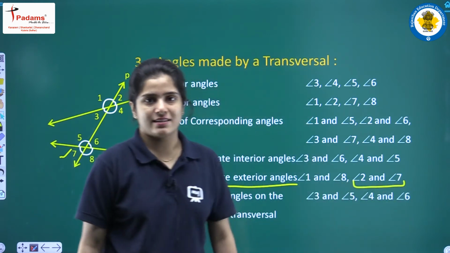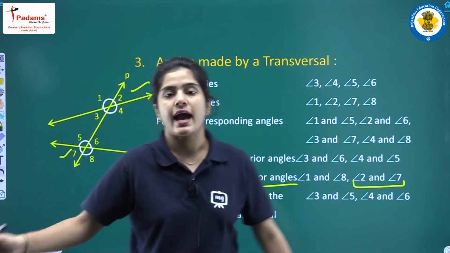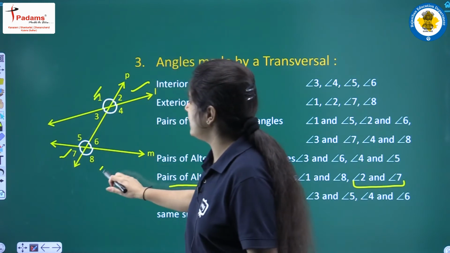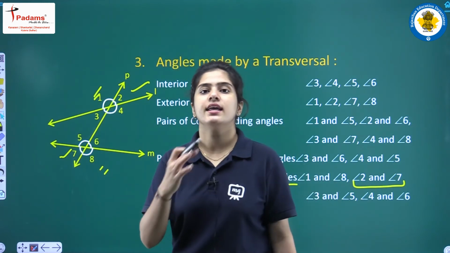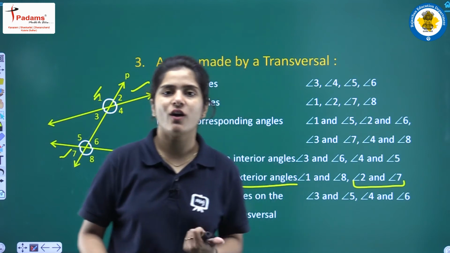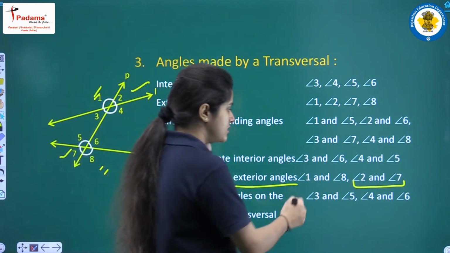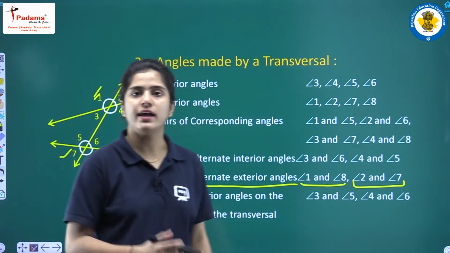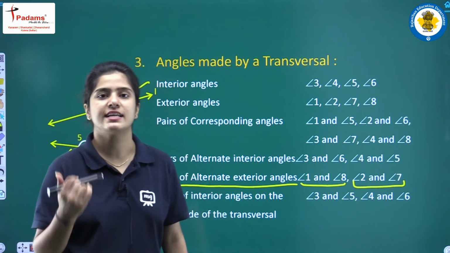alternate exterior angles, students. And the other pair is angle 1 and angle 8. Okay, so angle 1 and angle 8 are also alternate exterior angles.